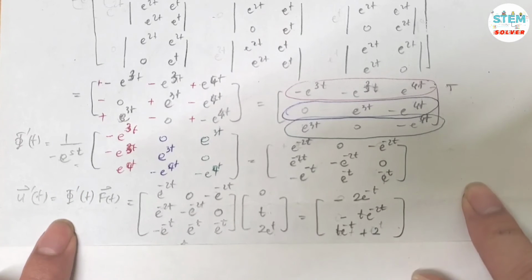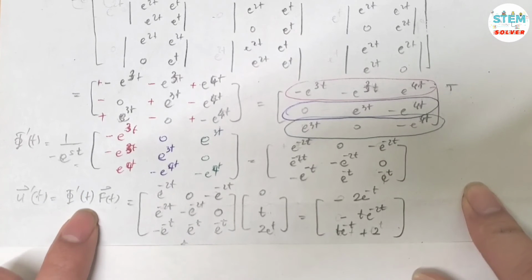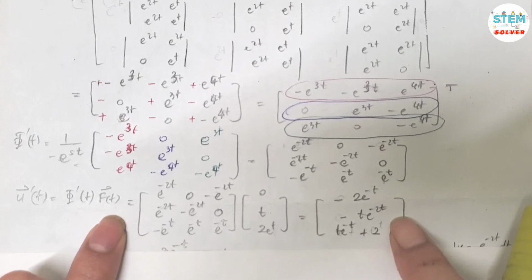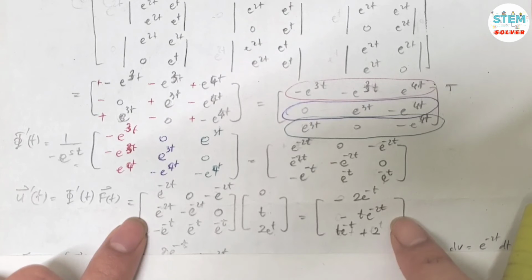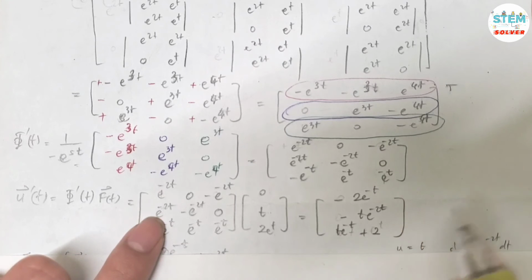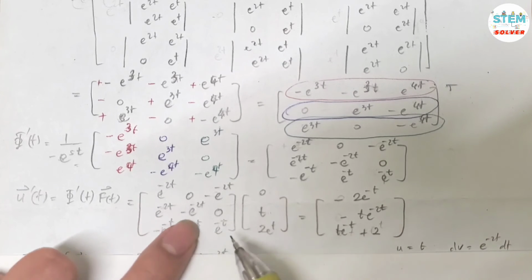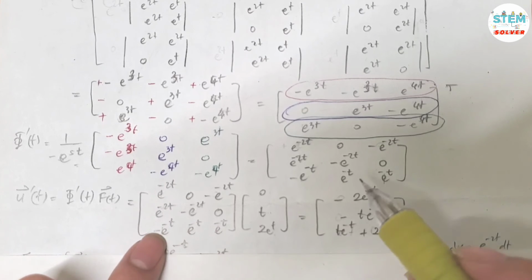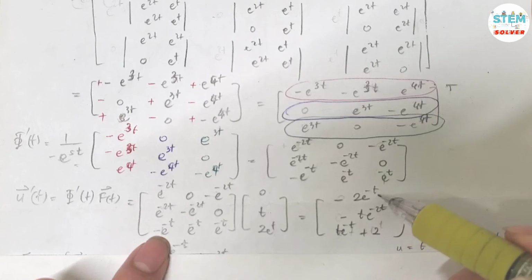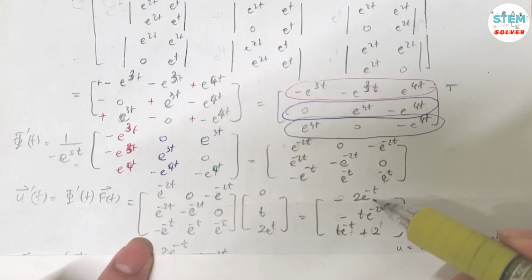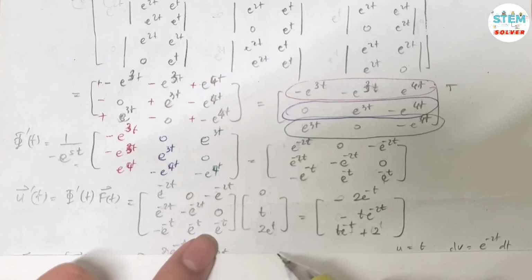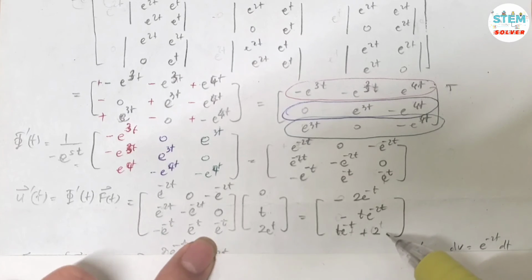Next step is to find u prime, which is equal to inverse phi of t times f of t, which gives you this. Multiply them together, it gives you this one. Let me double check really quick. So 0, negative t e to the negative 2t, and then 0, yep. So over here you have positive 2, or 0, and then here is t e to the negative 2t, and then positive 2.